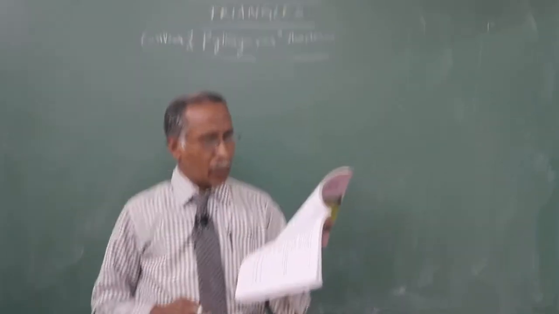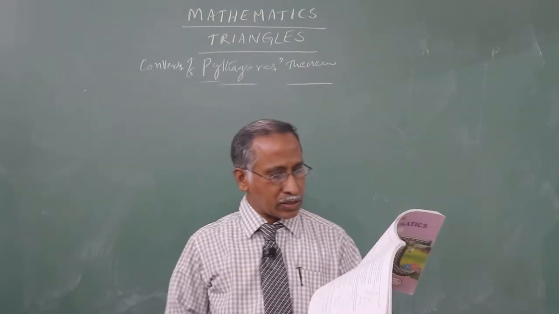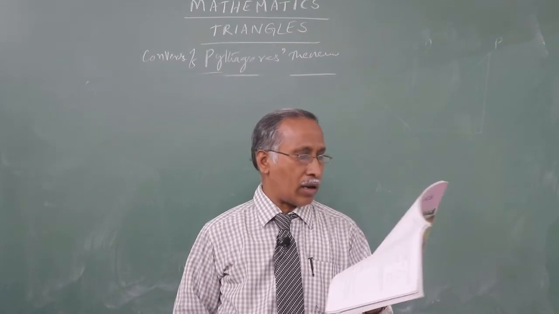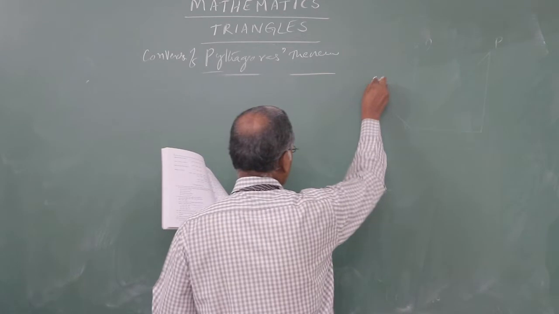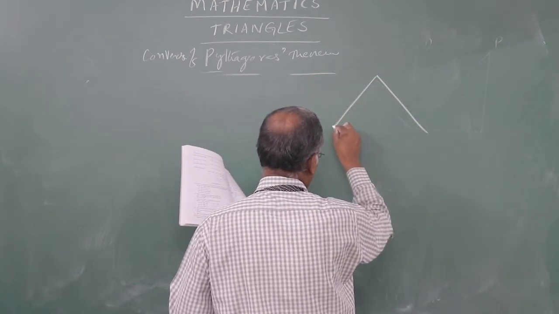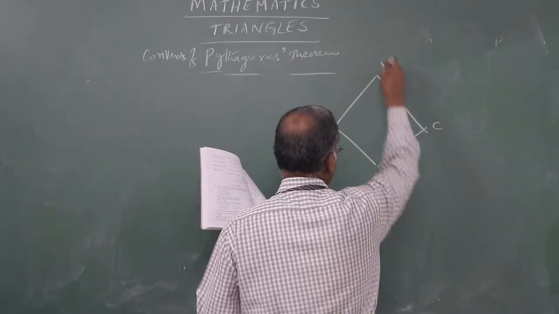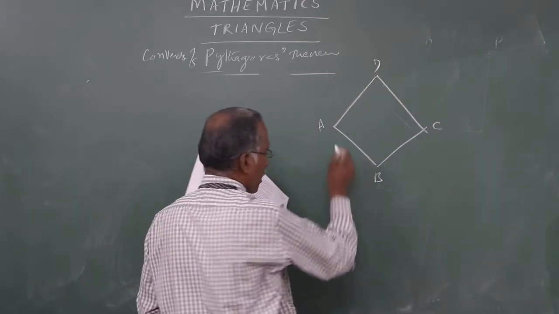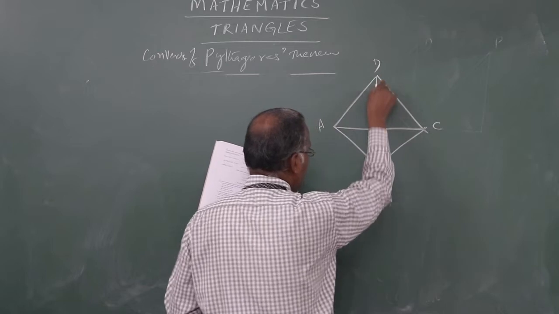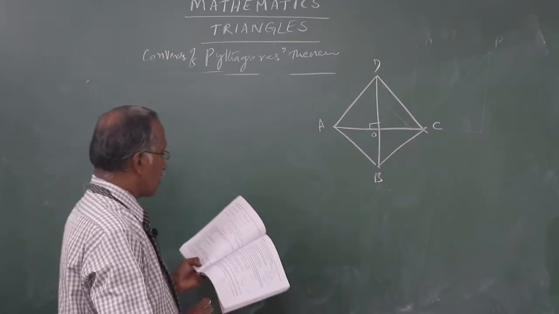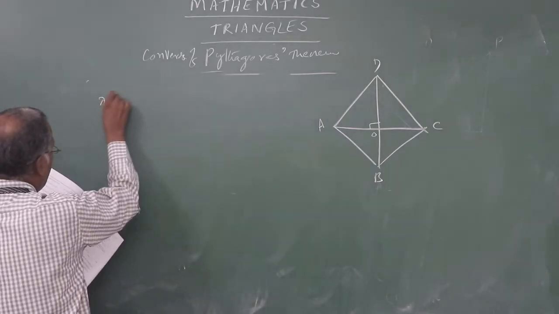Prove that the sum of the squares of the sides of a rhombus is equal to the sum of the squares of its diagonals. Now it is a rhombus. ABCD is a rhombus. You know the properties of a rhombus? All the sides are equal. Diagonals bisect each other at right angles. Now what to do here?